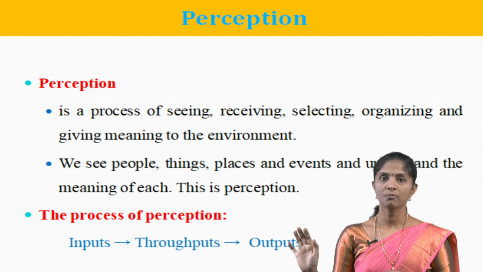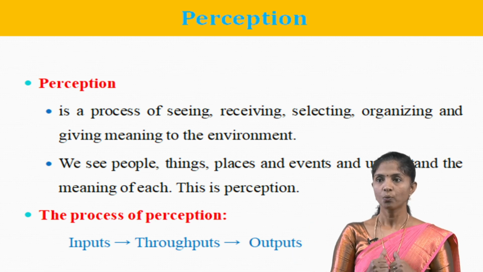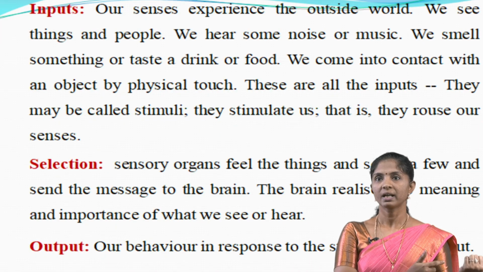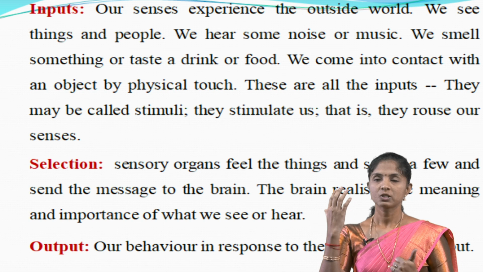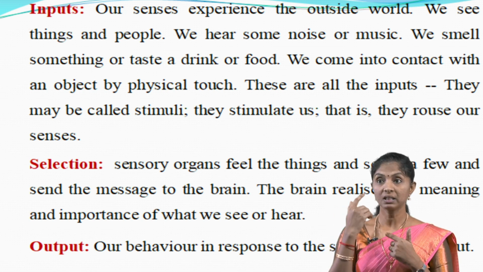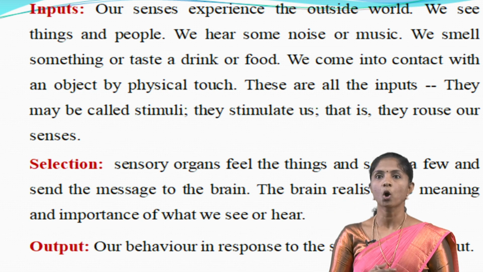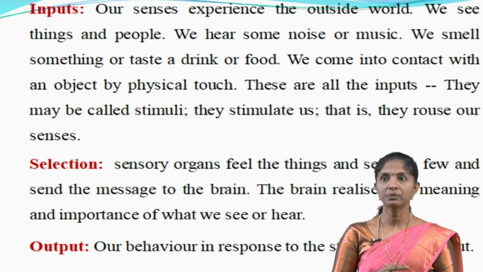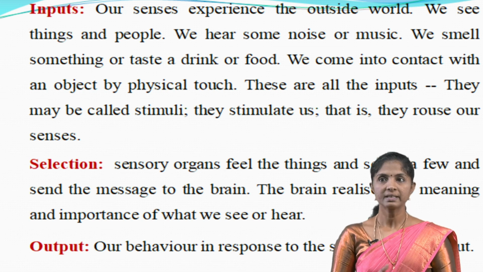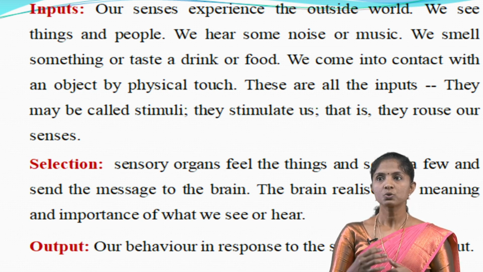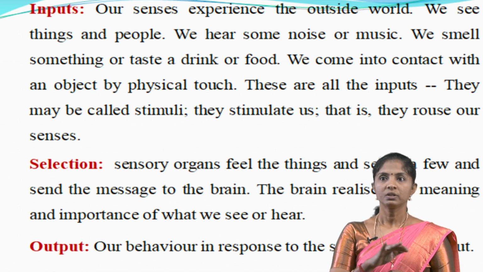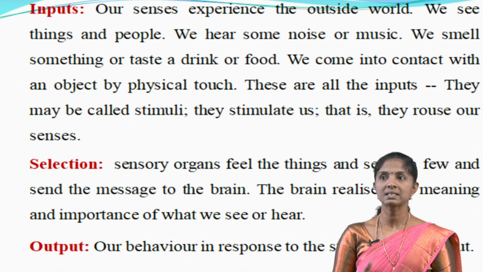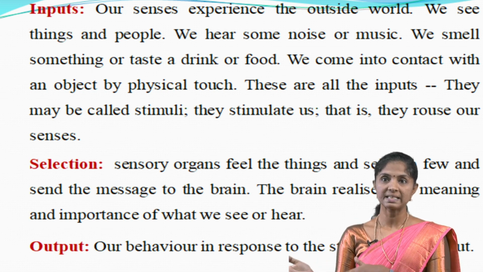So what is the process of perception? It takes input, throughput and gives the output. For example, input means our senses experience the outside world. We see things and people, we hear some noise or music, we smell something or taste a drink or food. We come into contact with an object by physical touch. So these are all the input. They are called stimuli. They stimulate our senses.